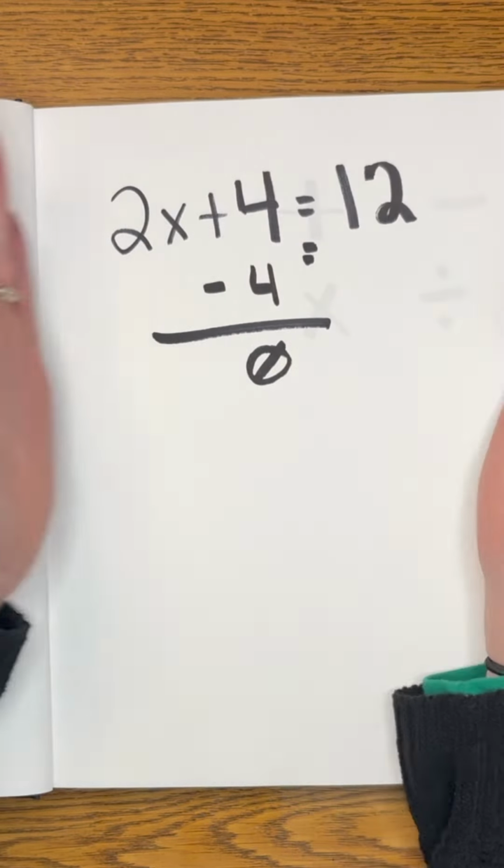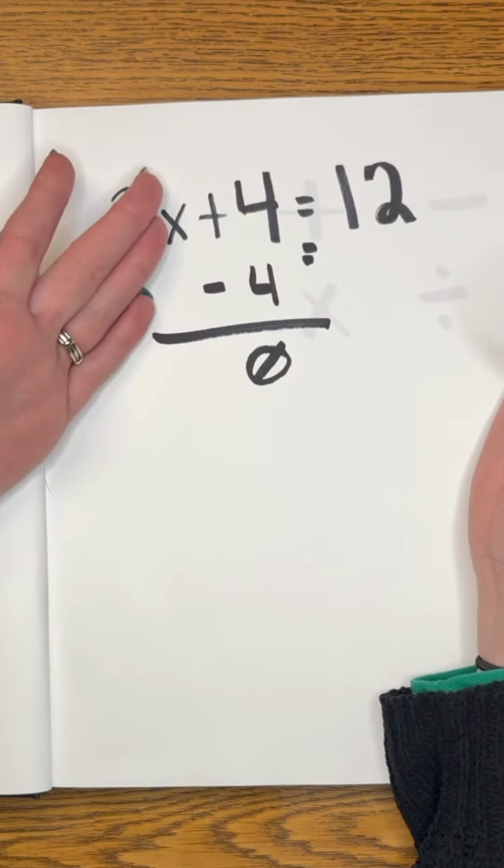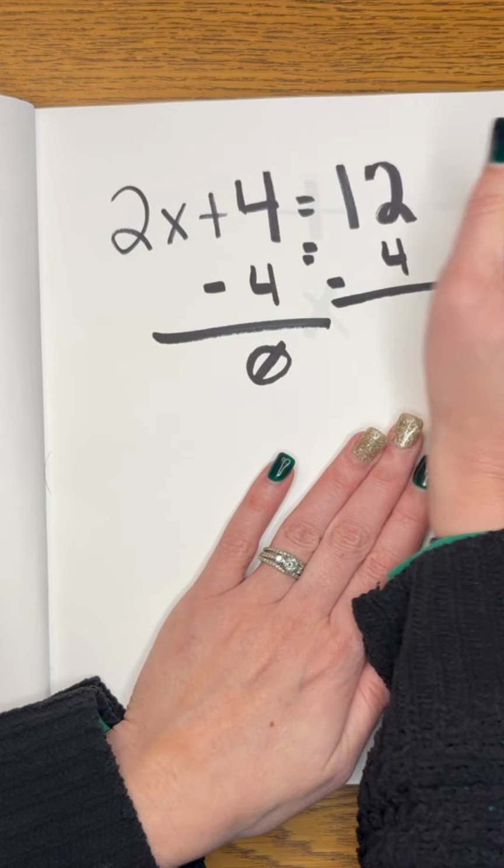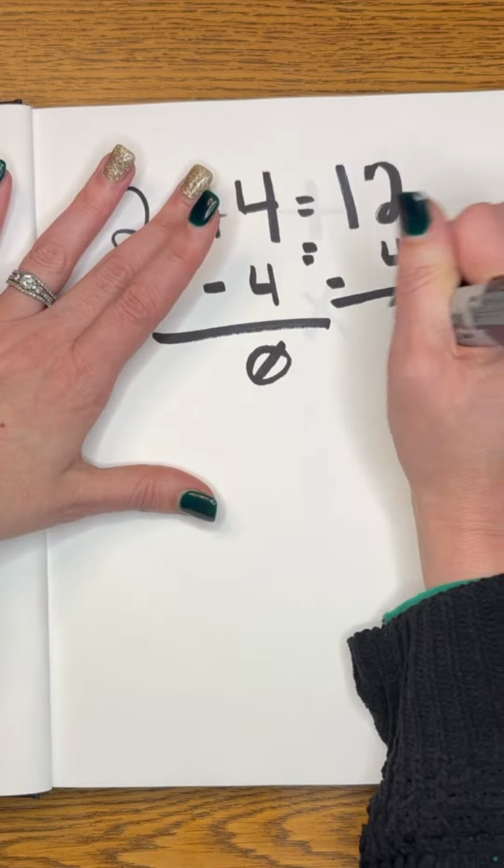But we have to keep our equation balanced. So whatever we do to this side, we must also do to this side. So I'm going to subtract 4. 12 minus 4 is 8.